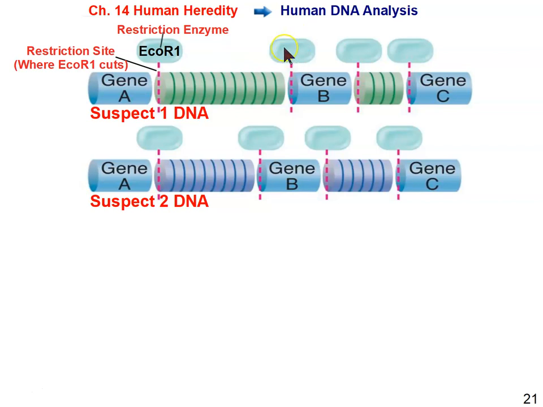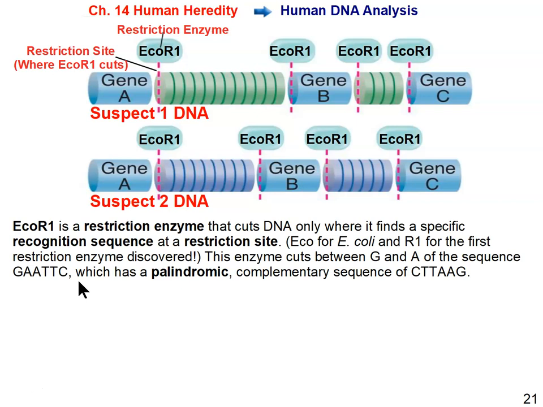And all of these bluish ovals here are representing EcoR1. In other words, we're using the same restriction enzyme to cut not only the DNA of suspect 1, but also to cut the DNA of suspect 2. So EcoR1 is a restriction enzyme. It cuts DNA only where it finds specific recognition sequences and at a specific recognition site.